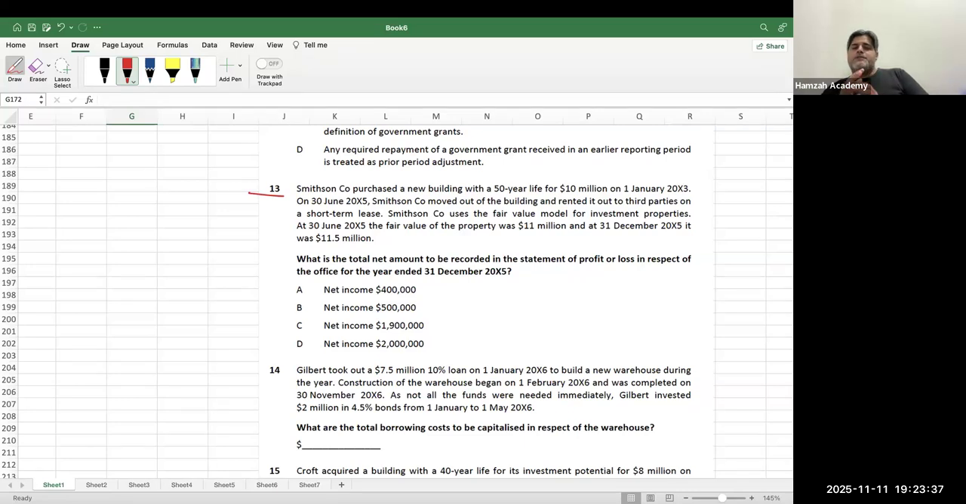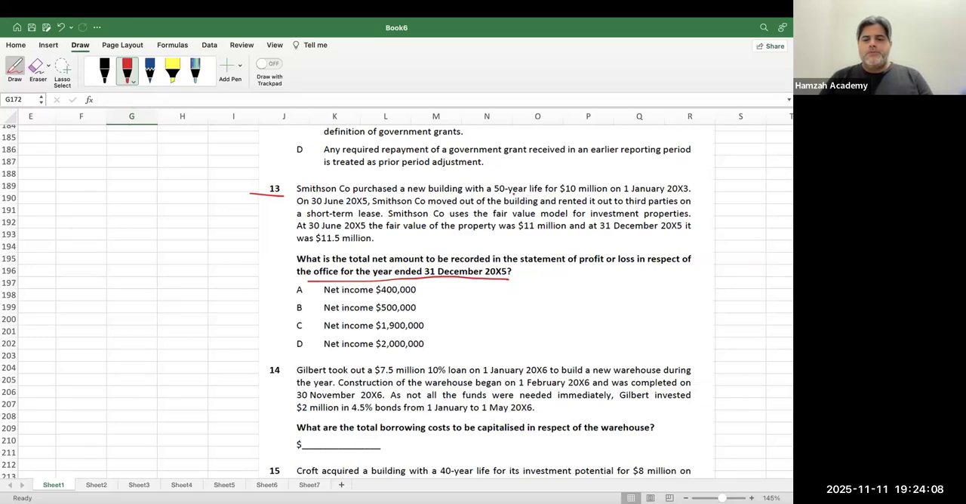At 30th June 2025, the fair value of the property was 11 million, and then at 31st December, it was 11.5 million. Now, what is the total net amount to be recorded in the statement of profit and loss in respect of the office for the year ended 31st December 20x5? So we have to talk about the amount to be recorded in the statement of profit and loss for the year ended 31st December 20x5.